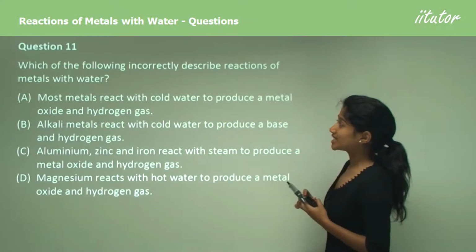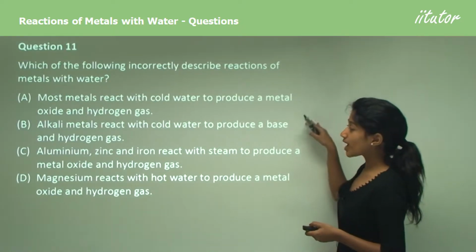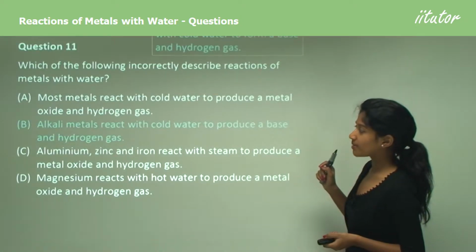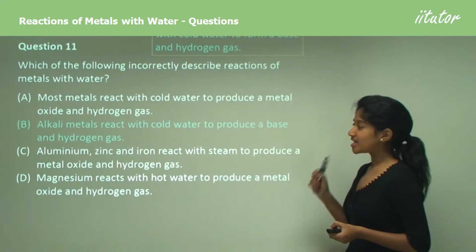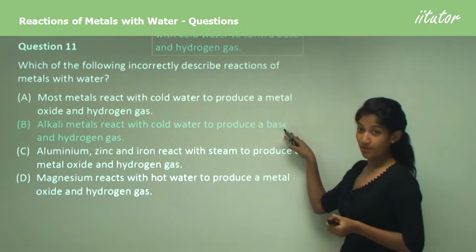Which of the following incorrectly describe reactions of metals with water? Again, we have 4 options here. Now let's look at option B. Alkali metals react with water to produce a base and hydrogen gas. Now that's not correct because alkali metals don't produce a base.